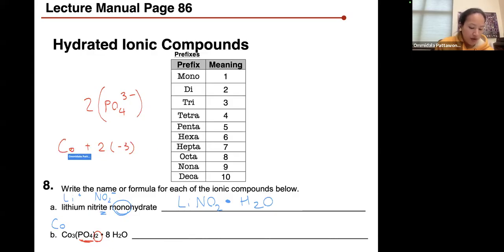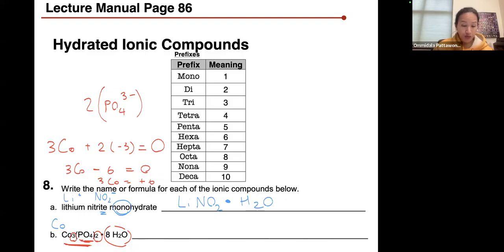How many cobalt do we have? 3 of them, so I'm going to use 3 in front of cobalt. Add this together, and it needs to equal 0. Why don't I need to worry about water? Because water is already neutral. What I'm worried about is just the charges within the ionic compound. So 3 cobalt minus 6 equals 0, which means 3 cobalt equals +6. Divide both sides by 3, so each cobalt would be +2.